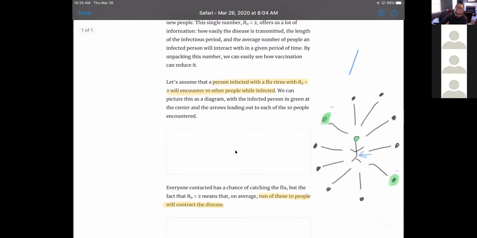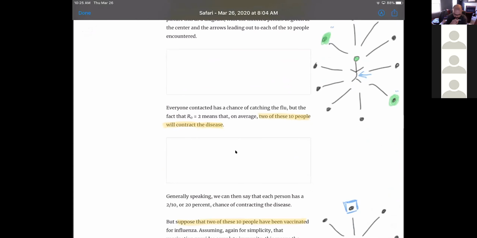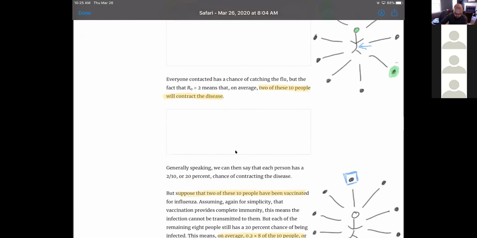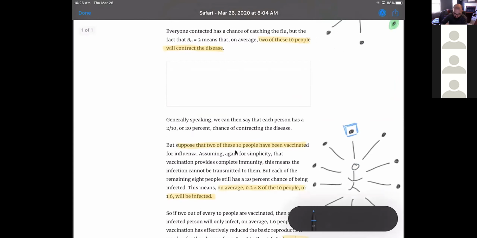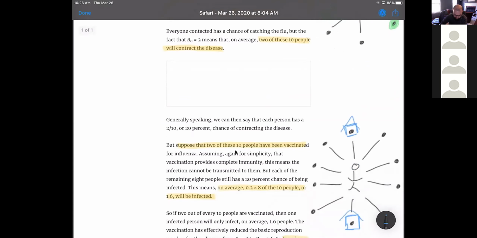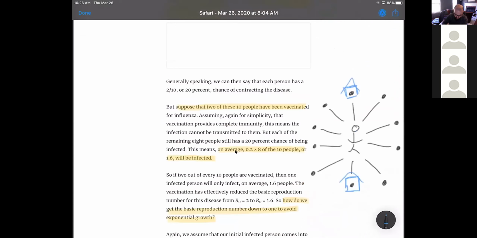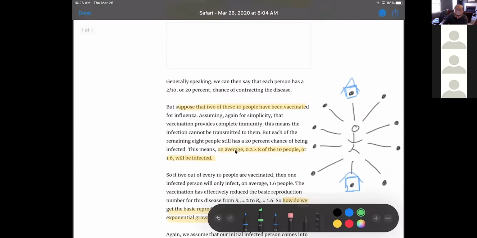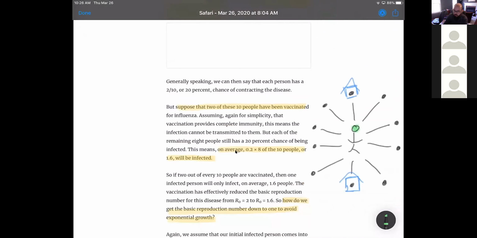So the idea is, what if some of the people couldn't contract the disease? Because what did they do? Well, they stayed home, right? I'll make these little houses. So 2 of the people stayed home. This person who was infectious is not going to see these two people because they're at home. But on average, they're still going to infect 2 people.